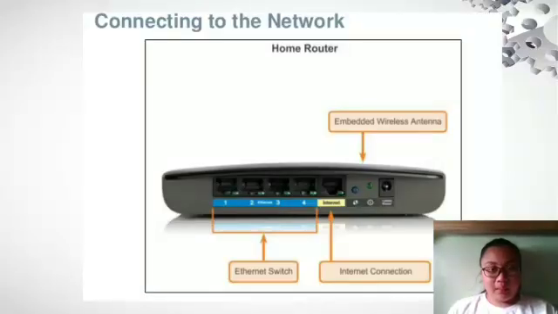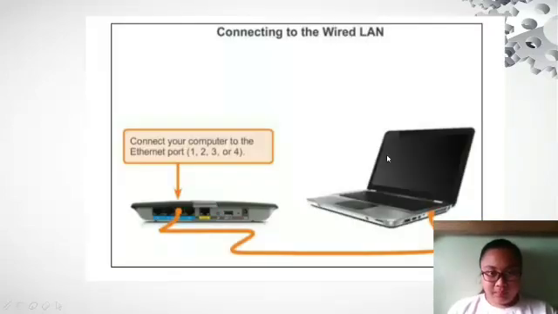For summary, the picture shows connecting to the network. This is the home router. It has the Ethernet switch, the internet connection, and the embedded wireless antenna. And this picture shows connecting to the wired line.